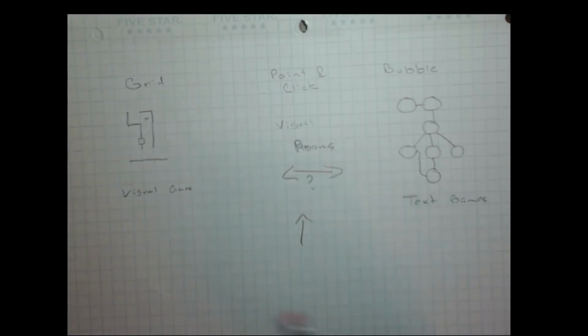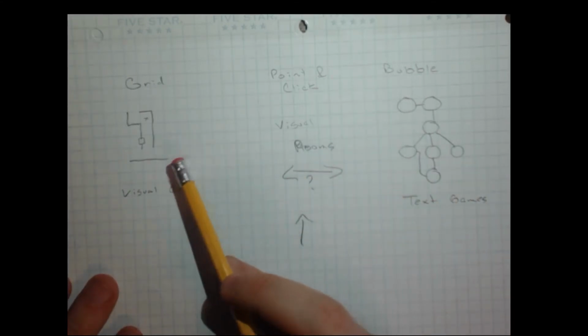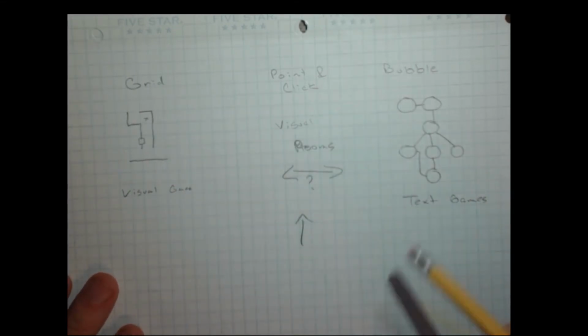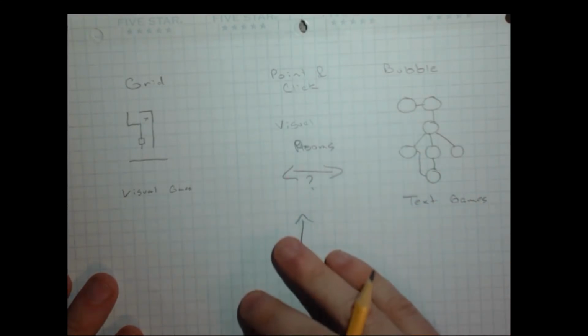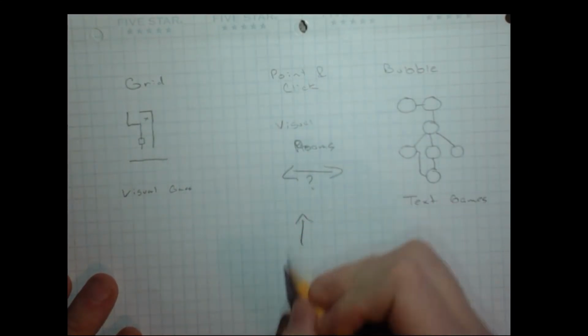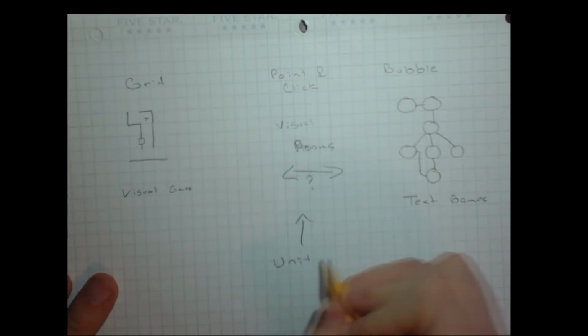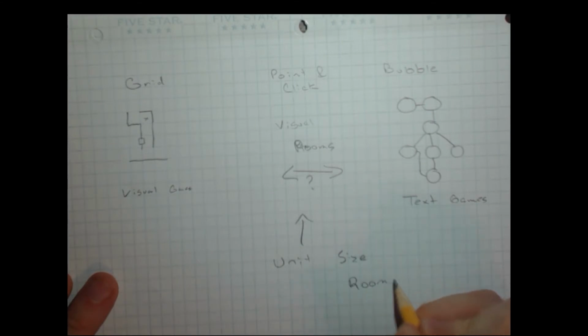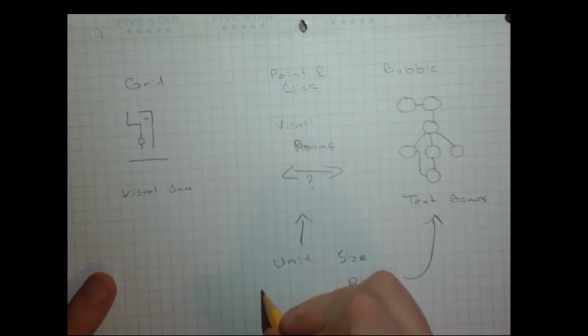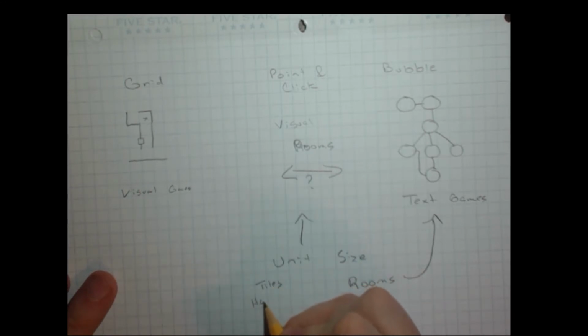What you're looking for when you're picking between these two maps is: what is the unit I'm mapping? So you're looking for basically unit size. If you're mapping rooms, boop, you're going up that way. If you're mapping tiles or hallways, architecture is a good way to think of it.